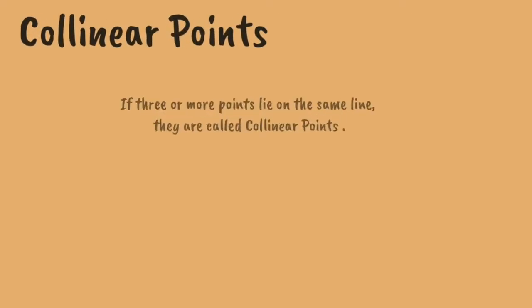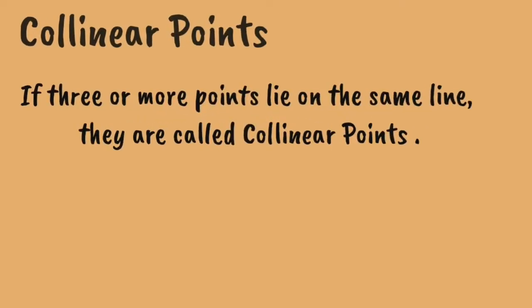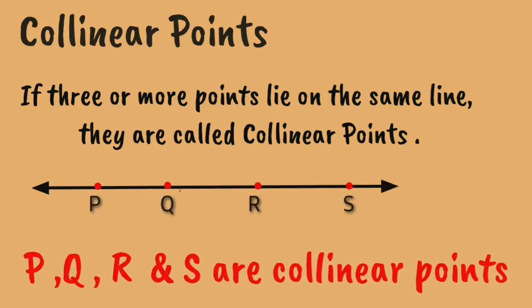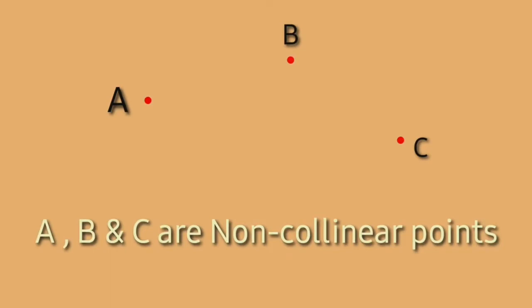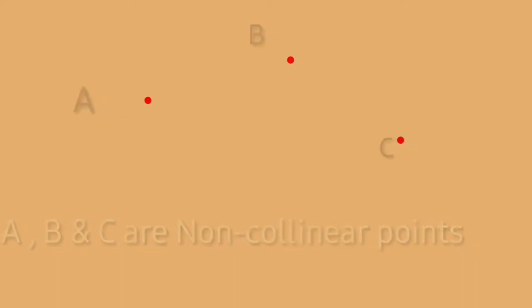Children, you know about collinear points. The points on a same line are called collinear points. Here you can see the collinear points and non-collinear points. Here we can't have a straight line through all the points A, B and C.